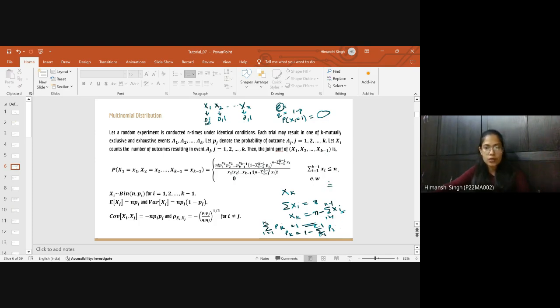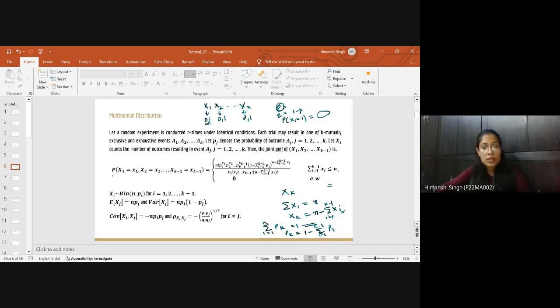We just call this a multinomial distribution. Now if I consider the marginal distribution of these random variables x1, x2, up to xk minus 1, then that will be a binomial distribution with size n and probability pi, where i goes from 1 to k minus 1. Because here also we have only considered the n times we have conducted the trials. So here also the size will be n, but the probability will be pi for i going from 1 to k minus 1. Then, because of the binomial distribution, the expected value of xj will be n pj, and the variance of xj will be n pj into 1 minus pj.